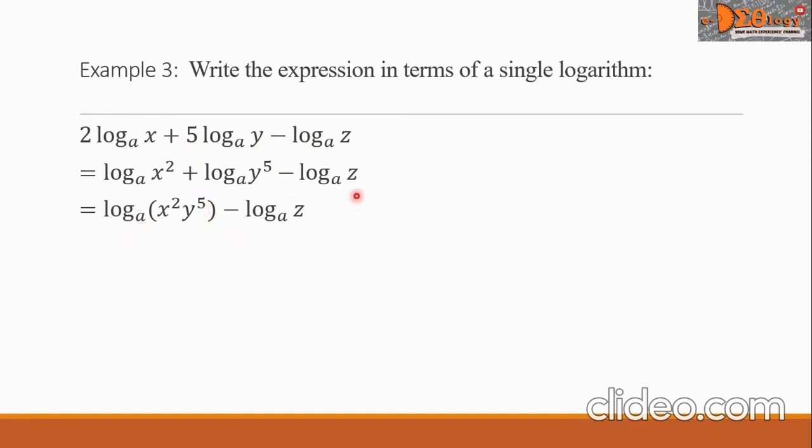And this log of z to base a, we just simply copy here. And to simplify further, this negative sign here denotes division, so we will put the two logs as a quotient. So we have the log of the fraction. First is the x squared y raised to 5 as numerator divided by the z, which becomes the denominator, and this is to base a. This is now our final answer.